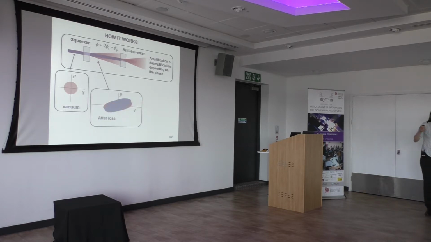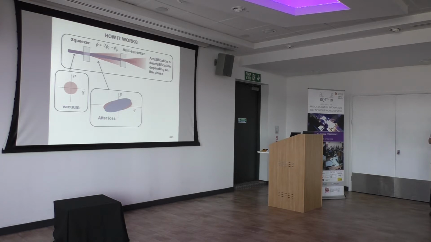But if our detection is lossy, then the loss spreads the ellipses in this direction and shrinks them in this direction, and they become overlapping. They become indistinguishable. It means that loss destroys our ability to resolve these phases.